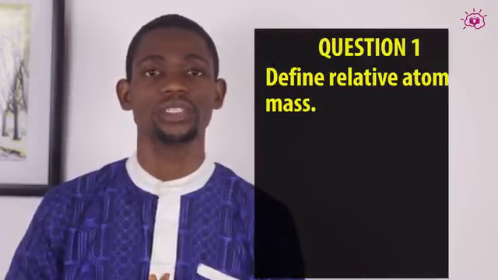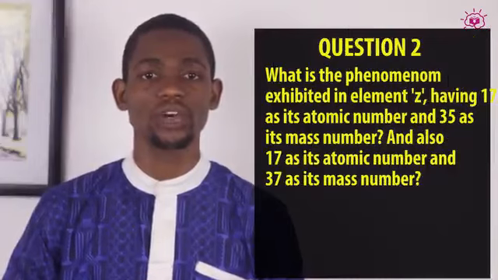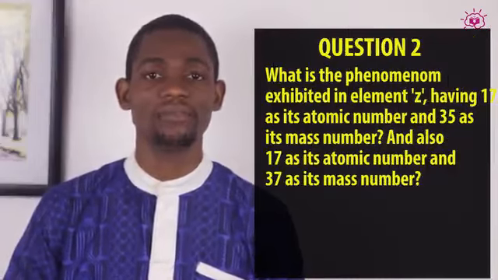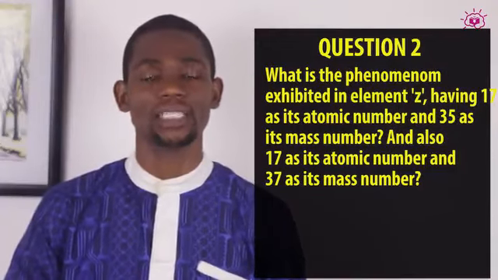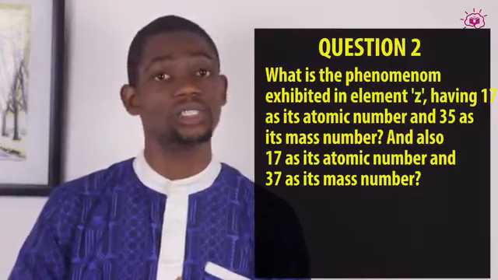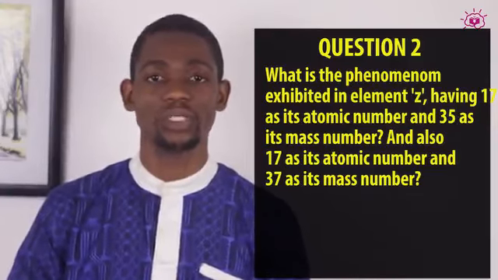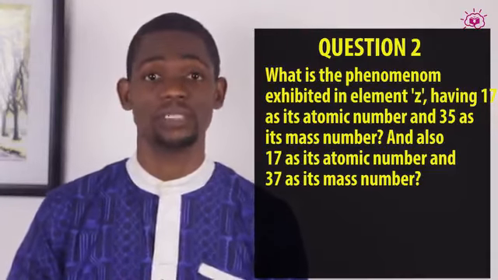The first question says, define relative atomic mass. The second question says, what is the phenomenon exhibited in element Z, with element Z having 17 as its atomic number and 35 as its mass number, and also another atom with the same atomic number 17 with a mass of 37, and we are asked what is the phenomenon exhibited by Z.